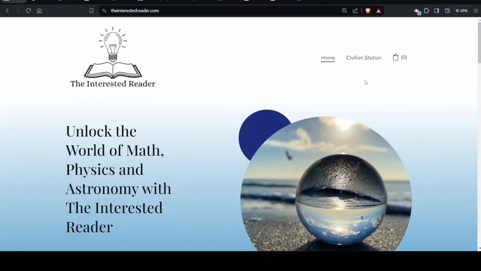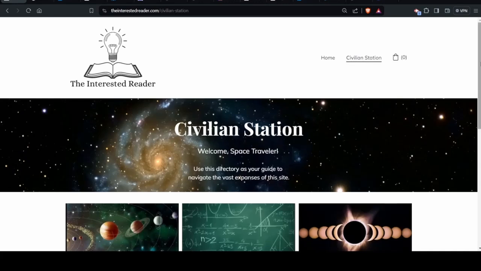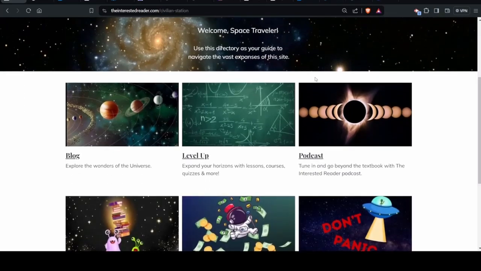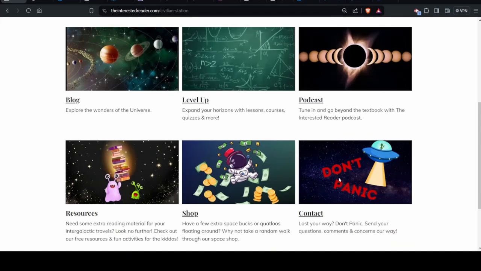So if you go on the home page here, instead of the navigation bar, I've got this one link called Civilian Station. And this is where you can find all of the other categories. So it's kind of the directory for the whole website. So I've got the blog, the section called Level Up is where you'll go for lessons and courses, quizzes once I get all that content made, podcast link, contact form, the shop, and the resource page right now doesn't have a link to it, but eventually that will be links to a lot of the websites that we use during the podcast, books, anything interesting that I've found in the podcast will go in the resource section.